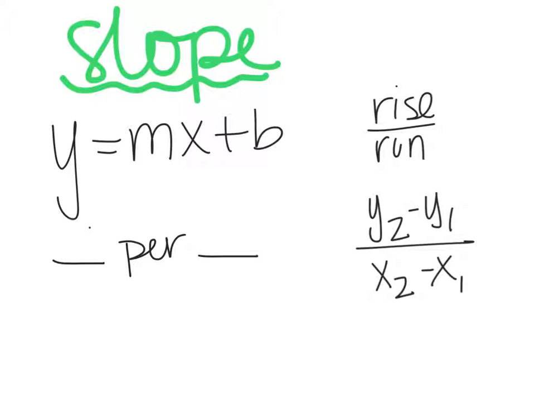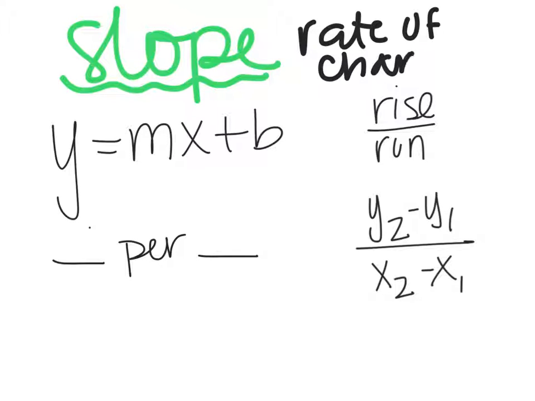Today we learned about the idea of slope. So we learned about slope being several different things. First of all, by definition, our slope is simply a rate of change. That's very important. It is our rate of change.